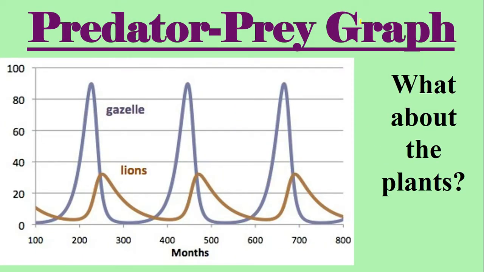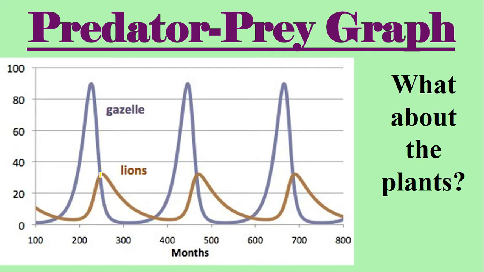Now, when you look at predator and prey, you have to look at the predator-prey graph. What you notice here is you have the number of individuals on the y-axis and months on the x-axis, so this is a line graph. You first notice that the gazelles' population goes up. As their population goes up, the lions' population will go up as well. But as the lions' population goes up, the gazelles' population is going down.